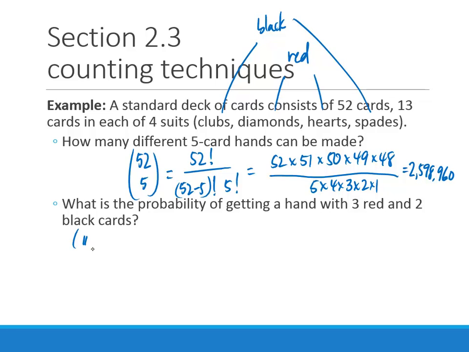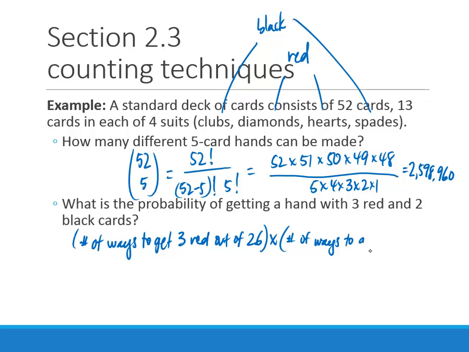So what I want here is the number of ways to get 3 red out of 26, and then I can multiply that by the number of ways to get 2 black out of 26 as well. Does that make sense? So that'll tell me the total number of ways that I can get 3 red cards and 2 black cards. Does that make sense why we would do it that way?